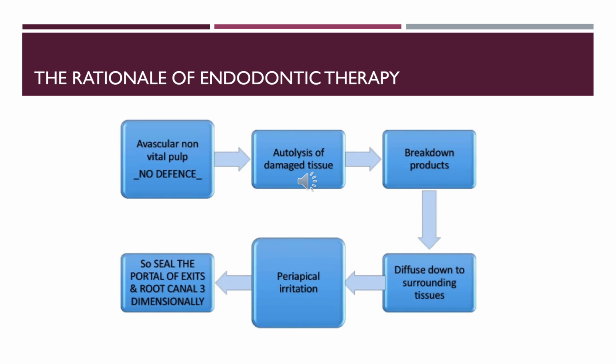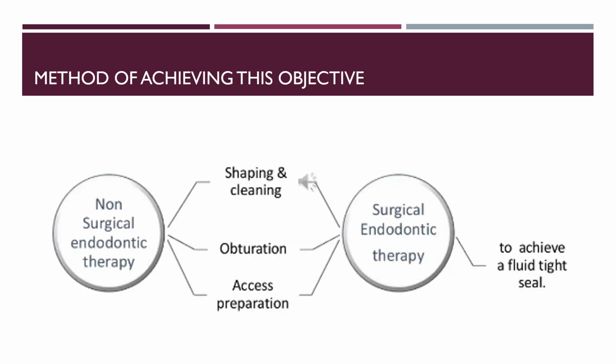To avoid this, we can do root canal therapy, which can three-dimensionally seal the apical portion of the root canal. To achieve this objective, we can go for non-surgical endodontic therapy, where we can do access preparation, then shaping and cleaning of the canal, and then finally obturation of the root canal. If this does not work, then we can go for surgical endodontic therapy to achieve a fluid-tight seal.